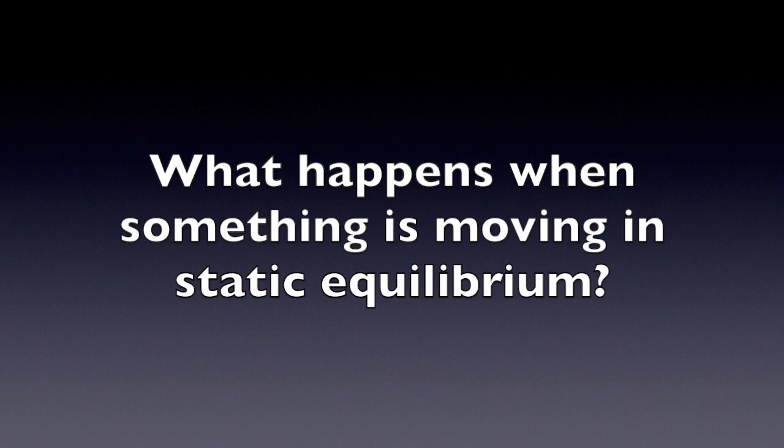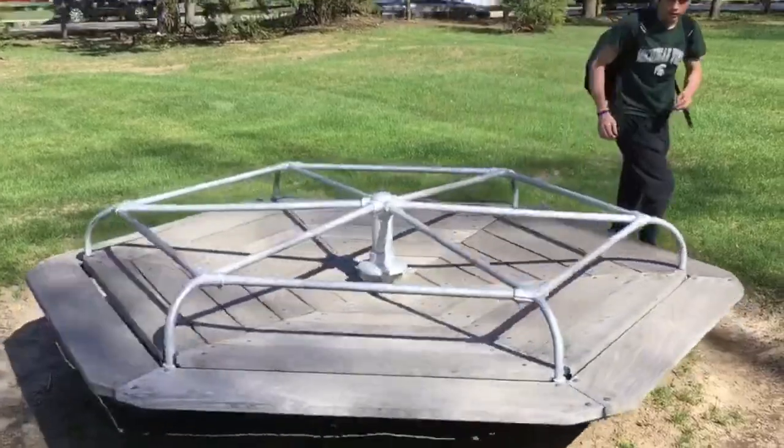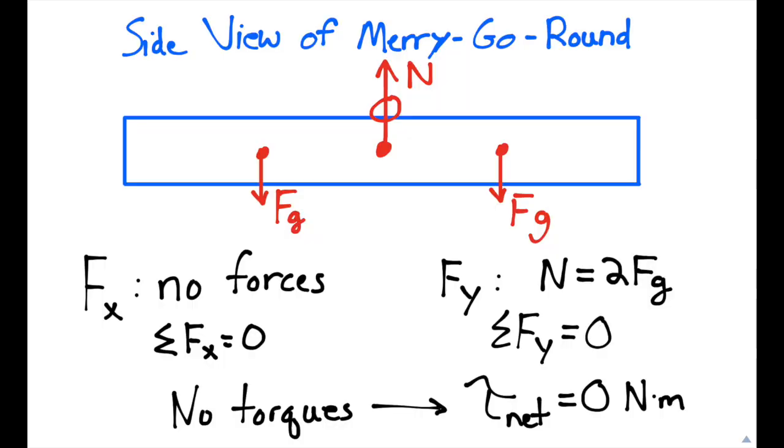Now we're going to talk about what static equilibrium looks like in a moving object. Here we can see the merry-go-round moving at constant velocity. Since it is moving at constant velocity, we know that it has static equilibrium. Obviously, there is friction from the axle working against the motion of the object, so it truly is accelerating in the negative direction. However, for this experiment, we will assume there are no outside torques acting on the merry-go-round.